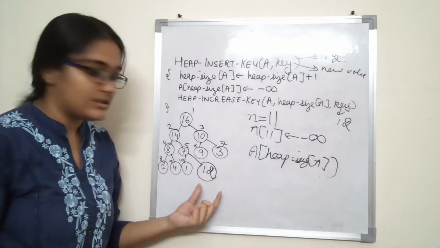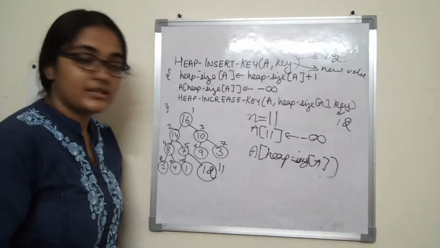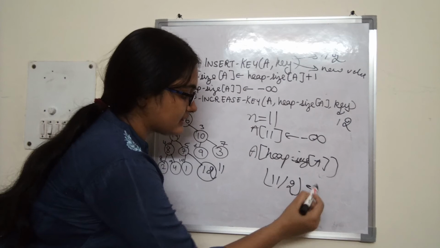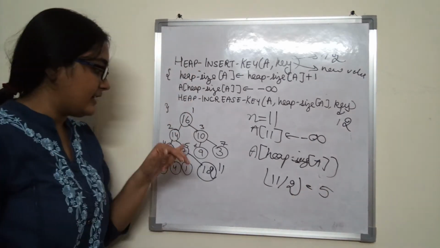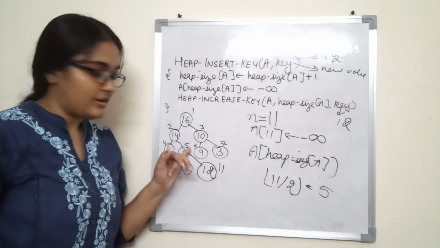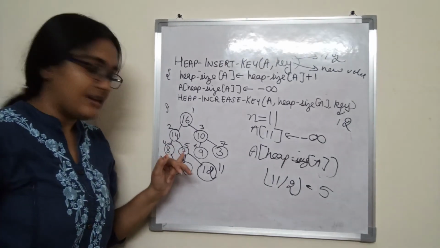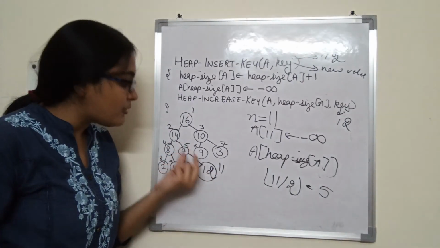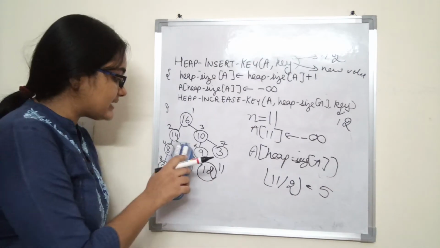What is the parent of this node? Since this is 11, what is the parent of this node? 11 by 2 is 5, right? So index 5 is its parent. So A of 5 is equal to 7, and A of 11 is equal to 12. So the parent's value is smaller than this value, so we will just exchange it.